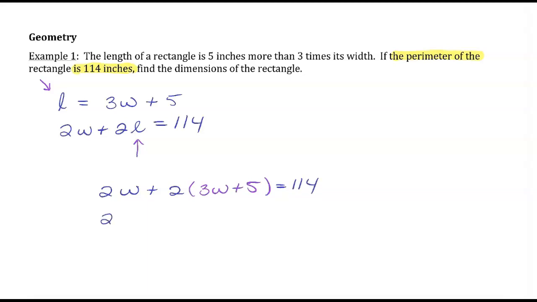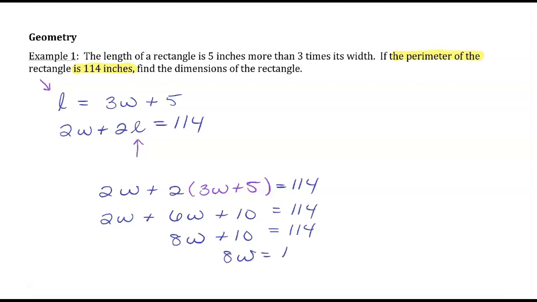Simplifying, we have 2W plus 2 times 3W, or 6W, plus 2 times 5, or 10. Combining like terms, we have 2W plus 6W for 8W. Subtracting 10 from both sides, we have 8W equals 104. And dividing both sides by 8, we get W equals 13. So now we know the width is 13.